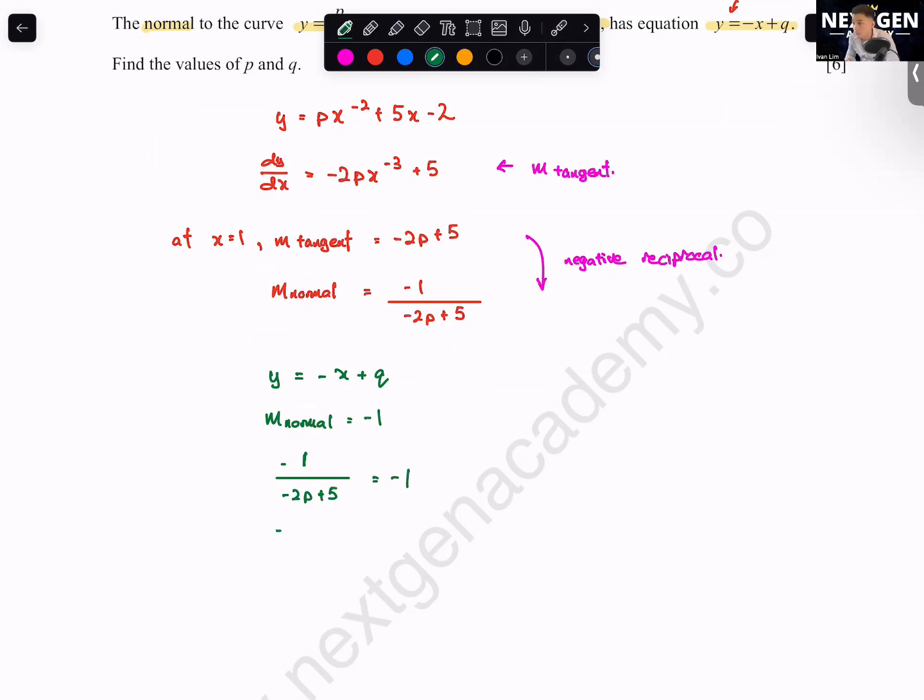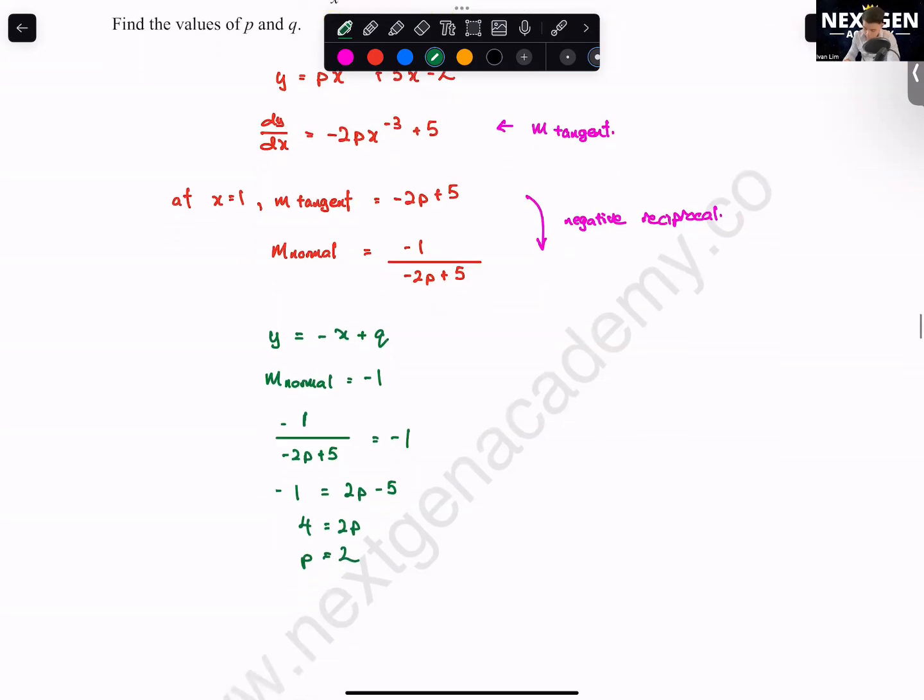Did I do the value correctly? Okay, then -1, I cross multiply it. Here will be 2p minus 5. 4 is equals to 2p. P is equals to 2.